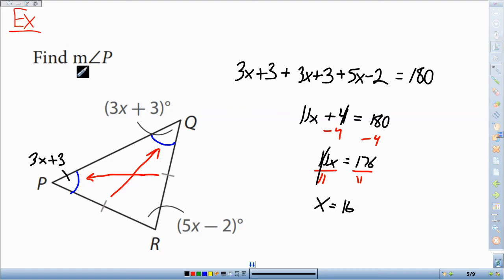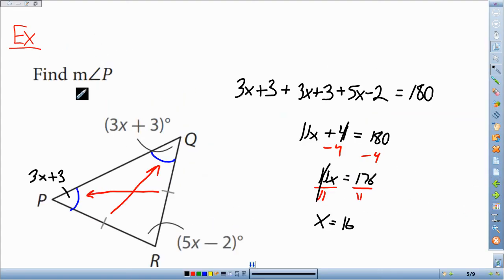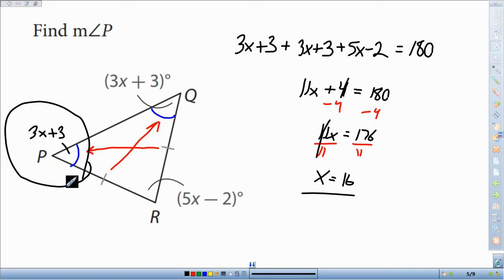Okay, here's the big thing. Did we answer their question? Did they say find x like they did on the last problem? No. They're asking us to find the measure of angle P. So we're not done. This is part of our answer. I like to underline it, but it's not our answer. We need to find angle P. Now that we know what x is, we can plug it back into angle P, the 3x plus 3, and we can get our answer.